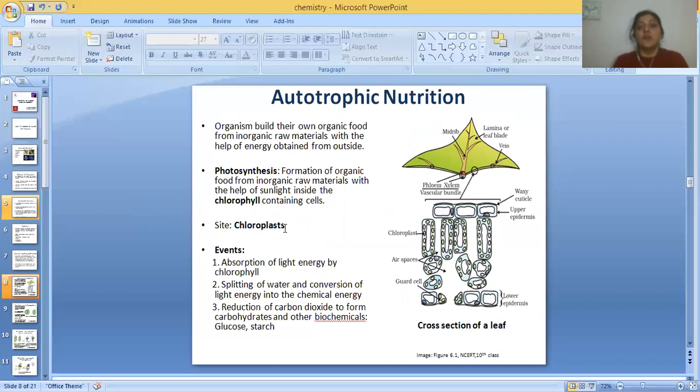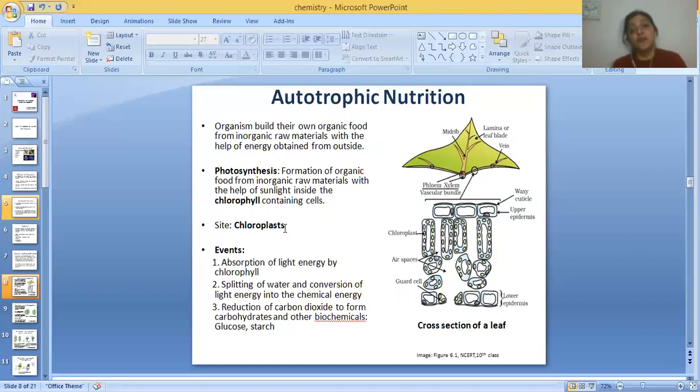So what is autotrophic nutrition? As the definition suggests, these are the organisms who build their own organic food from inorganic raw materials with the help of energy obtained from outside. The most common mode of autotrophic nutrition is found in plants. Plants are also known as photoautotrophs. That means they are dependent on light.